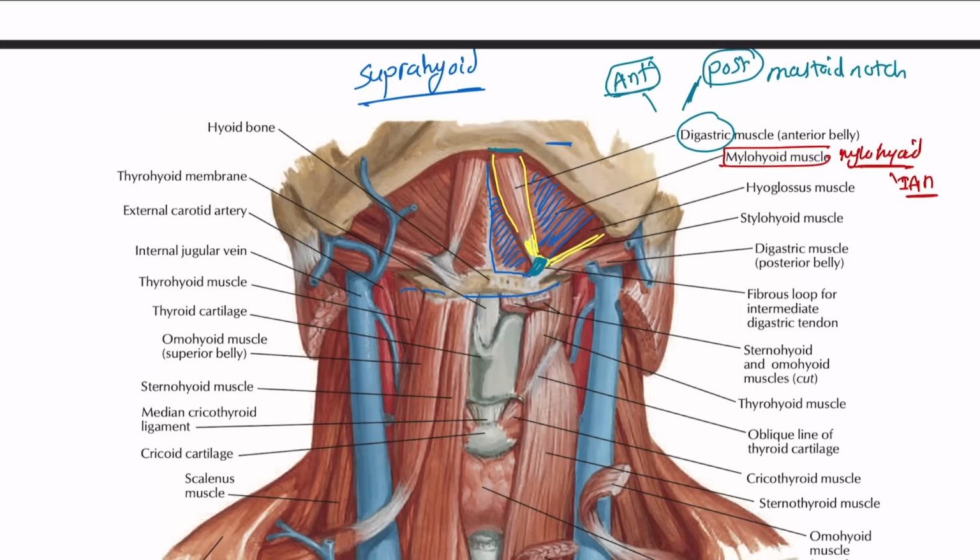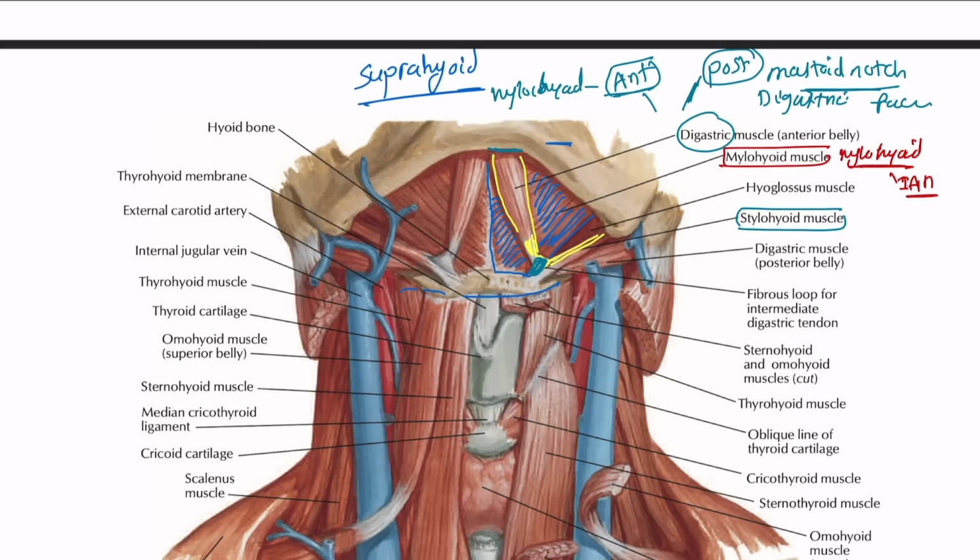And the nerve supply, again, is divided. So the anterior belly is very closely related to the mylohyoid muscle. So it will take from the mylohyoid nerve. The posterior belly is very close to another muscle called the stylohyoid muscle. So it will take from the digastric branch of the facial nerve.